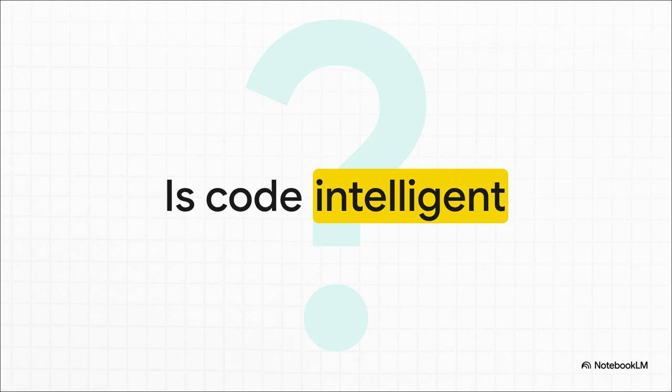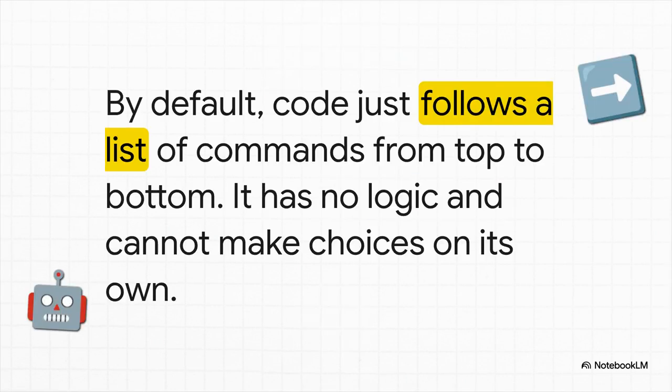So let's start with a really basic question. Have you ever looked at a complex app or a website and felt like the code behind it is actually, well, thinking? You know, like it's making smart choices all by itself. Well, here's the surprising part. Out of the box, it's really not. By default, code is just an incredibly obedient follower. It gets a list of things to do, and it just does them, one by one from the top of the file to the bottom. No detours, no questions asked.